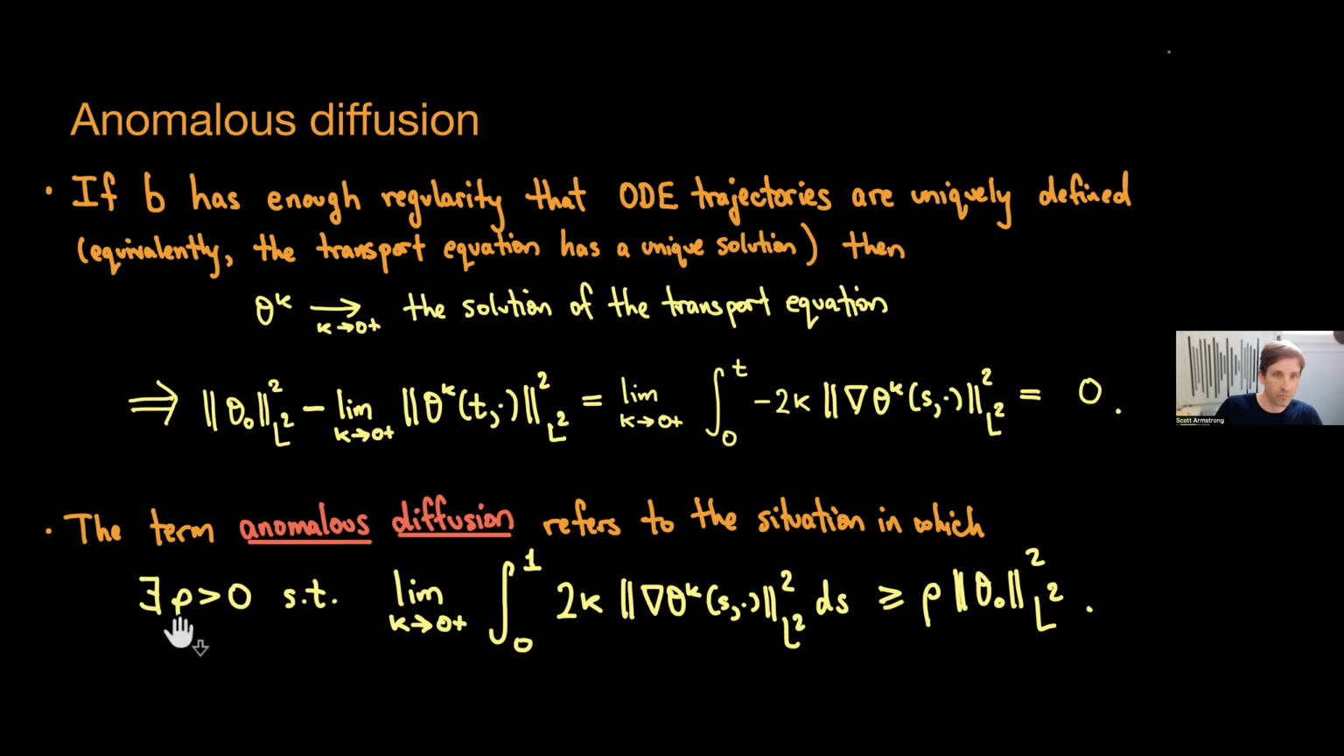There's a positive number rho such that this number here, this dissipation of scalar variance, stays bounded below. You expect it to be, of course, proportional to something involving the initial data, because it's a linear equation, and so you try to get it lower bounded by the L2 norm squared. That's what you'd expect. So this is what refers to anomalous diffusion. Okay. Again, stop me if you have any questions.